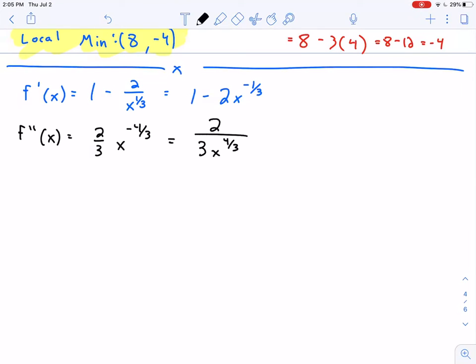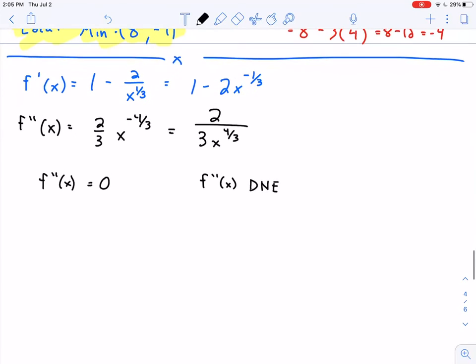I want to identify where f double prime of x is equal to 0, and where f double prime of x is undefined, where it does not exist. So f double prime of x is equal to 0. Here in this case, I can just take the numerator, that top part of my function, and set that equal to 0. 2 equals 0. Well, that's silly. 2 does not equal 0. No, I have no solutions to that equation.